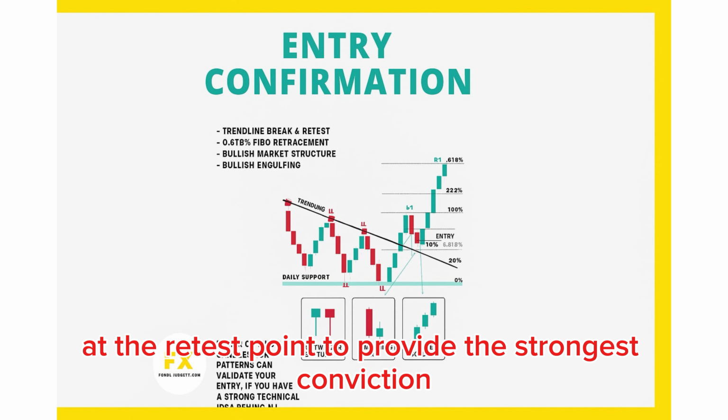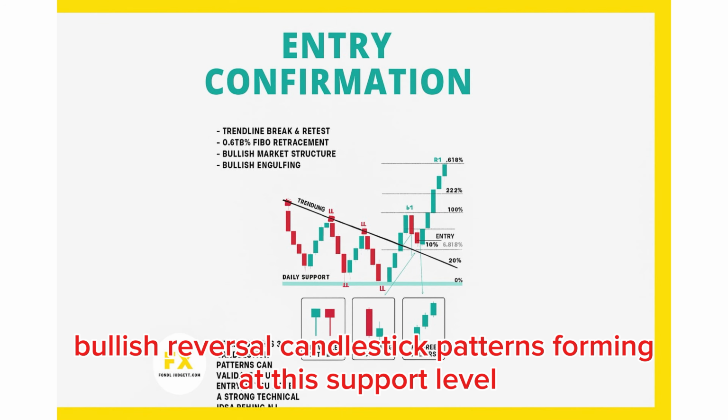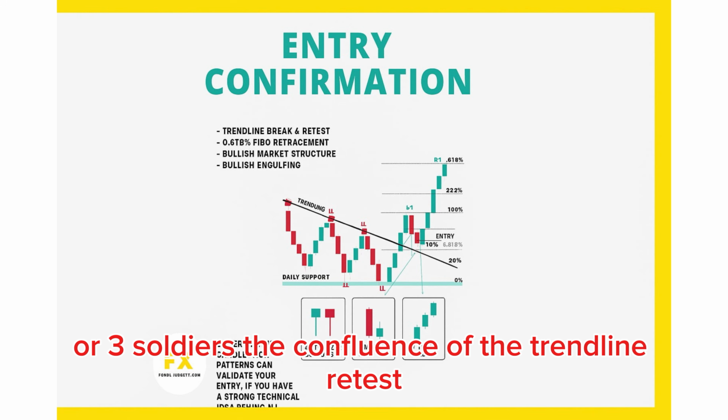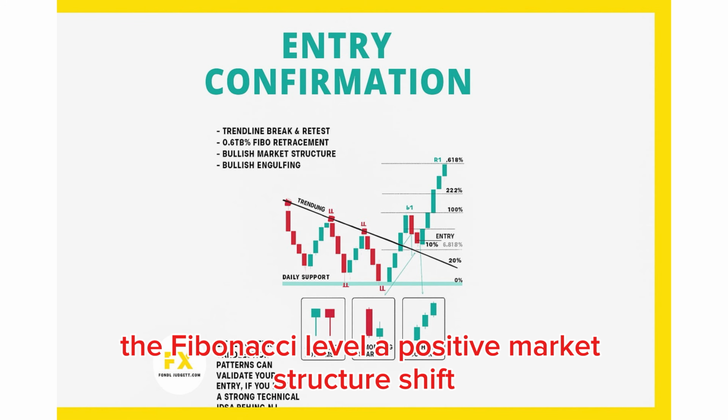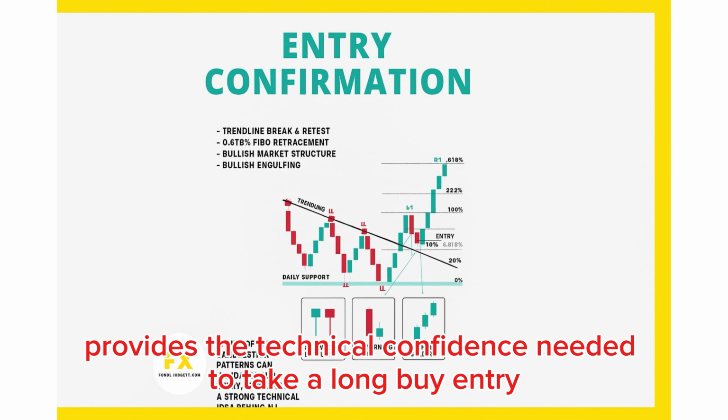To provide the strongest conviction, the image suggests that the entry should be validated by one of three strong bullish reversal candlestick patterns forming at this support level: tweezer bottoms, a morning star, or three soldiers. The confluence of the trendline retest, the Fibonacci level, a positive market structure shift, and a powerful bullish candlestick pattern provides the technical confidence needed to take a long buy entry.